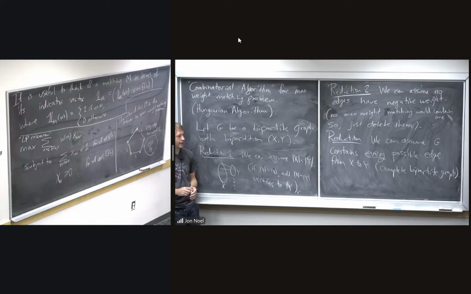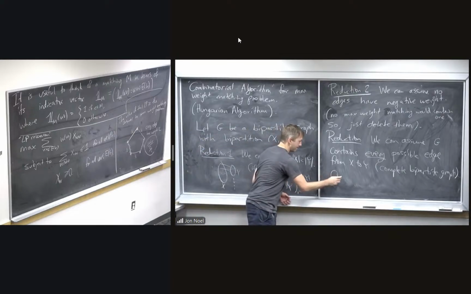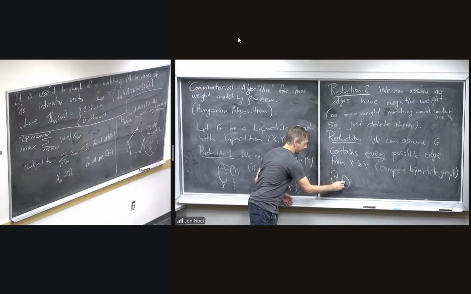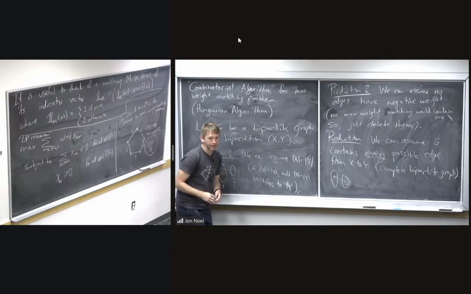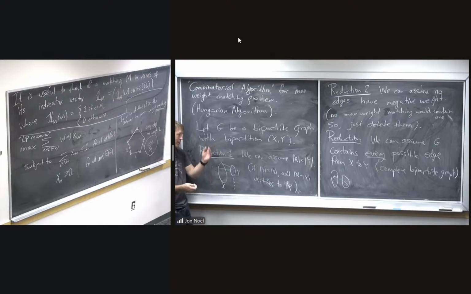Any idea why I can assume that? What would I do? Suppose it didn't, right? Suppose some edge is missing. Exactly, yeah. Put it in, give it a weight 0. At the end, if you find your matching, if it's in the matching, well, just take it out. It doesn't make a difference.